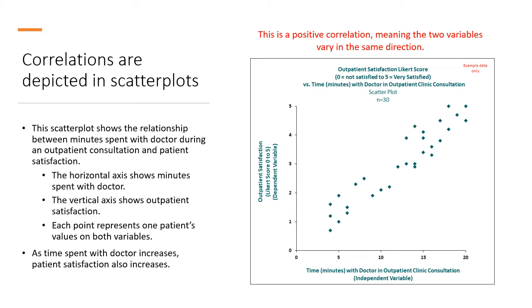Well, one variable is represented on the x-axis, and in this case, it's the number of minutes a doctor in an outpatient consultation spends with each patient. So how much time does each individual get with the doctor? And it looks like we have a range from 0 minutes up to 20 minutes. And then on the y-axis is outpatient satisfaction. And this is a Likert scale, 0 to 5.